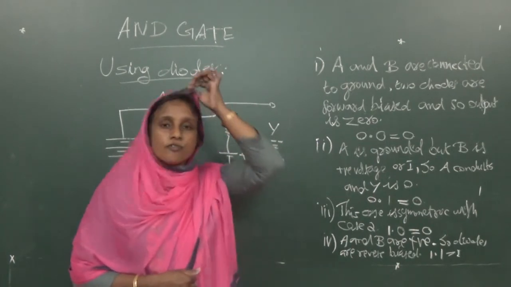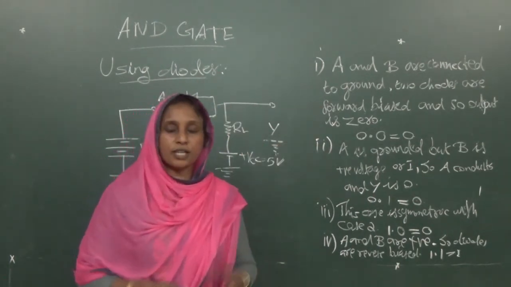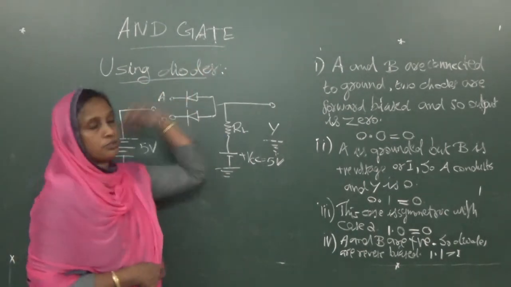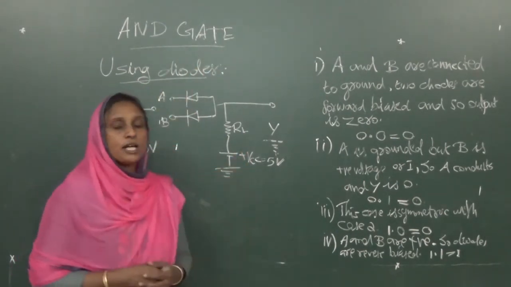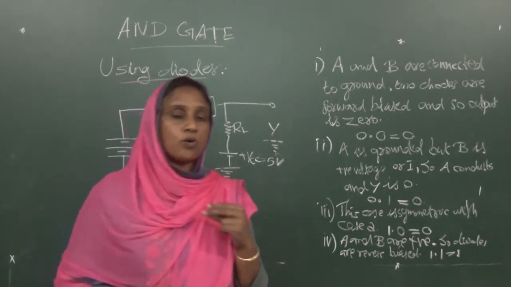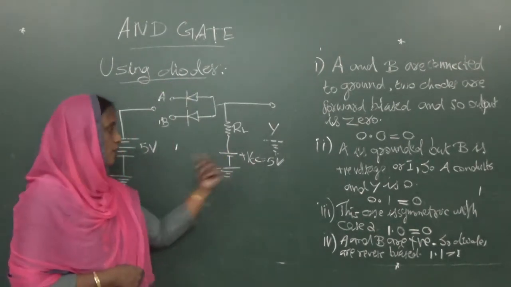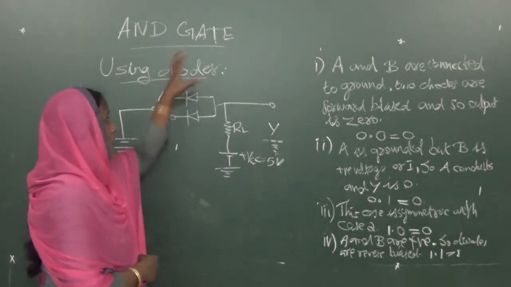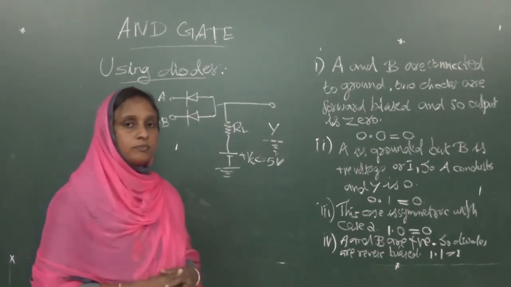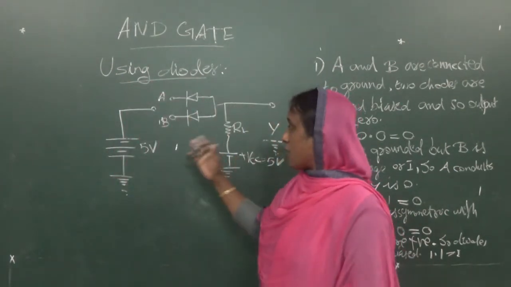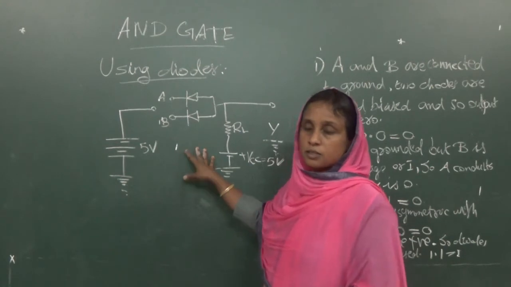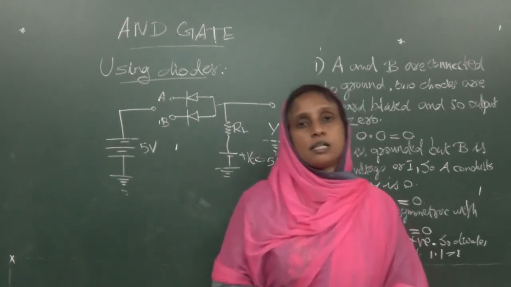So from this analysis, we can conclude that our circuit behaves just like an AND gate. So using two diodes and a 5V power supply like this, you can construct an AND gate in the lab. So try to draw this circuit diagram and check how this works just like AND.